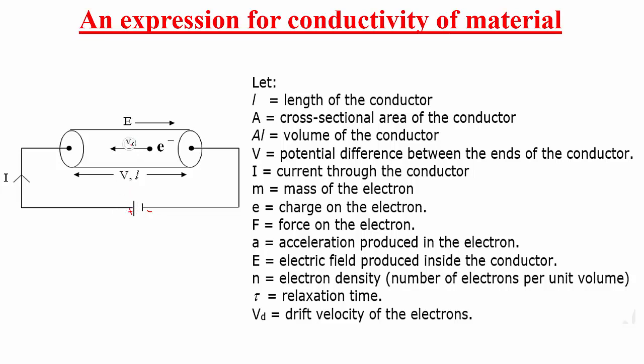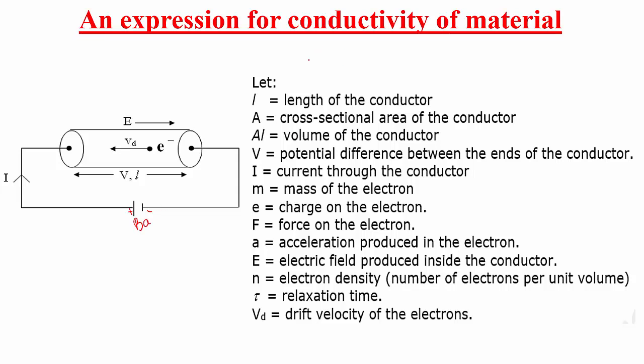Here Vd indicates drift velocity. We already studied about drift velocity and also we derived an expression for drift velocity. That is the average velocity with which the free electrons are accelerating in a direction opposite to the direction of electric field. And here L indicates the length of the conductor, V is potential difference across the ends of the conductor, I indicates electric current, and this is battery.